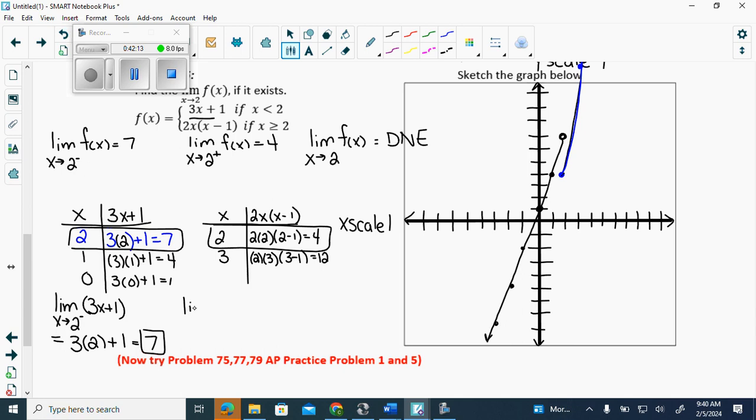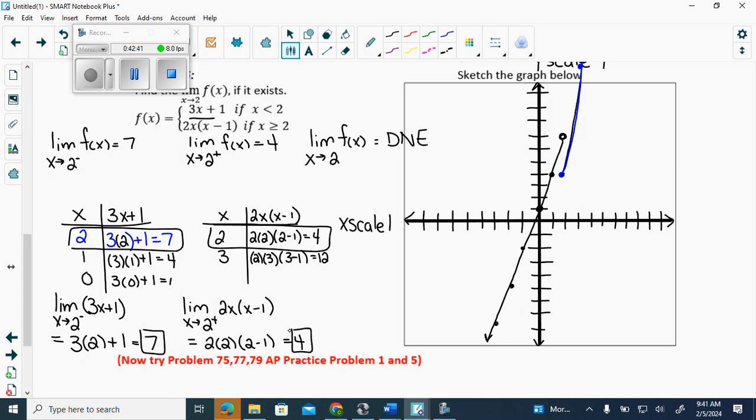Then I do the limit as x approaches 2 from the right. Now I have to pick the greater than function. So instead of putting the f of x, I go 2x, x minus 1, and then I can plug it in. So I get 2 times 2 times 2 minus 1, which is 2 times 2 times 4. It was up there. I don't know how I just halted there for a second, my brain quit.